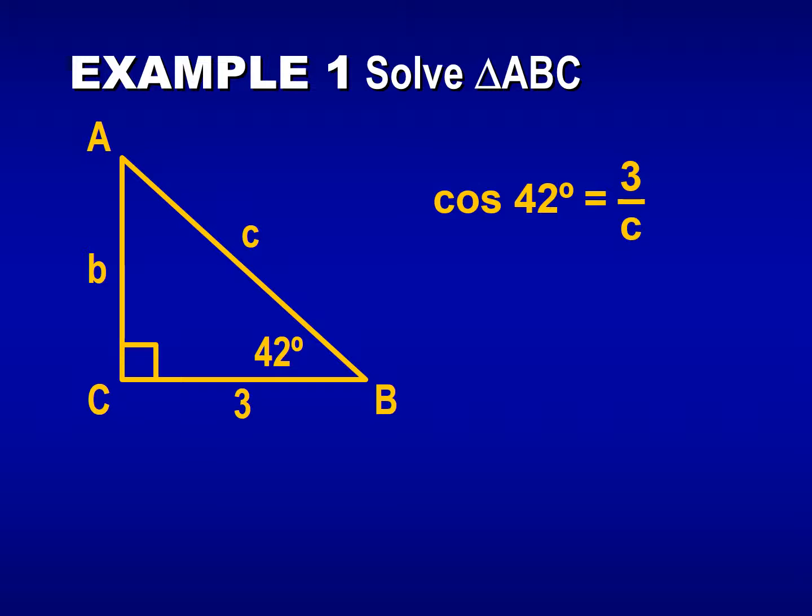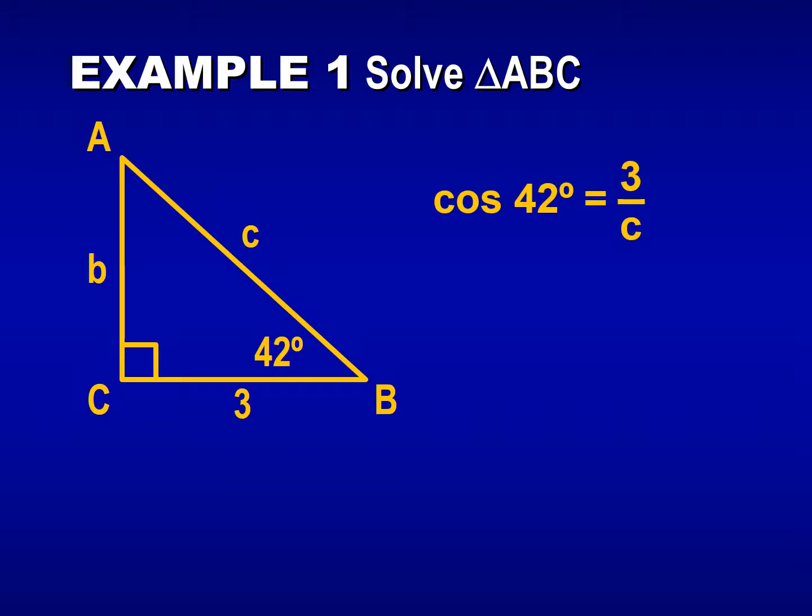So we need a trig ratio that deals with a hypotenuse and an adjacent side. Well, the trig function that deals with adjacent and hypotenuse is cosine. So cosine is adjacent over hypotenuse. So cosine of 42 is the adjacent 3 over the hypotenuse, which we don't know yet, C.